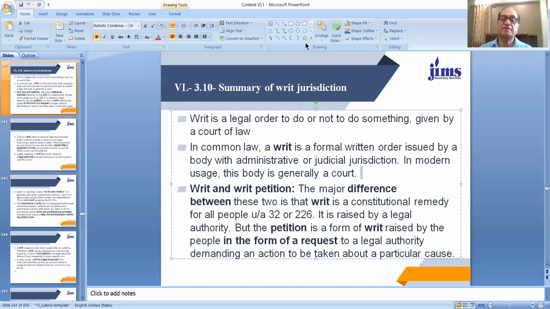So writ petition, like you draft a plaint, you draft a written statement, so you draft a writ petition also. So writ petition is a form of writ raised by the petitioner in the form of a request asking for a relief from a legal authority, demanding an action to be taken about a particular cause. So there is a distinction between writ and writ petition.